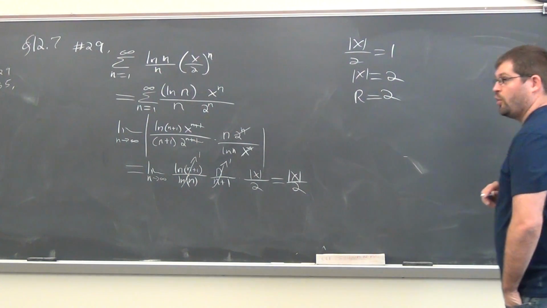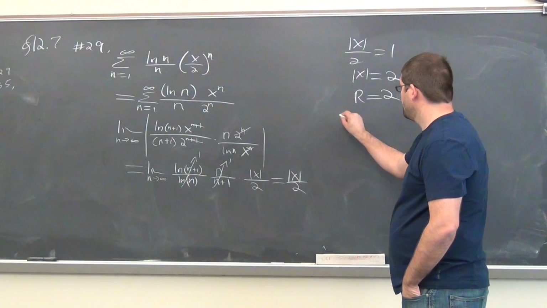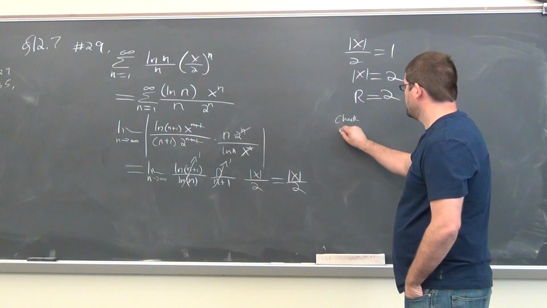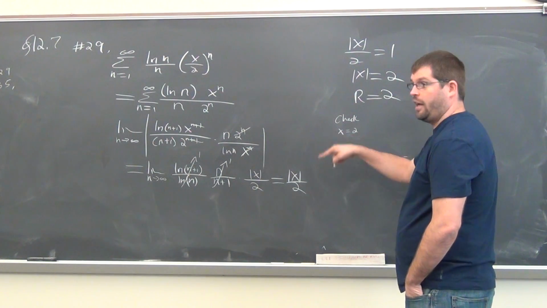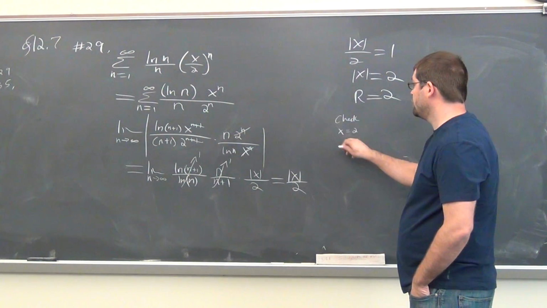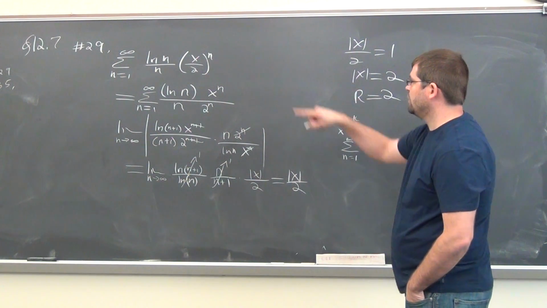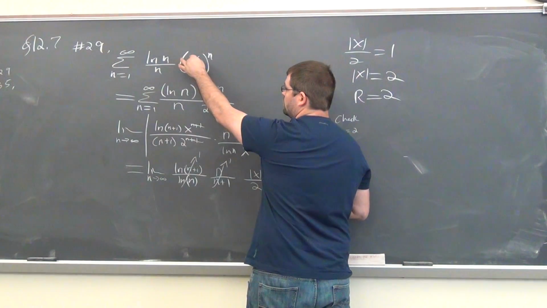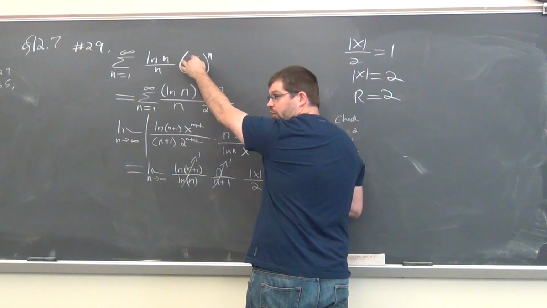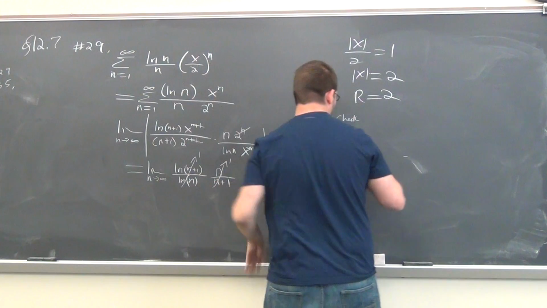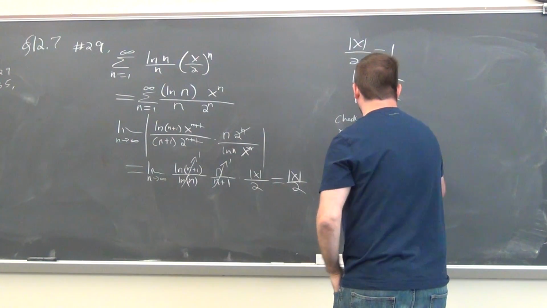And so what are your endpoints? 2 and negative 2. So if we plug in 2, we can just go back to the original. I'm just going to do it in our head. 2 goes in there, so you'll get just 1. So 1 to the n, so you just get log n over n.